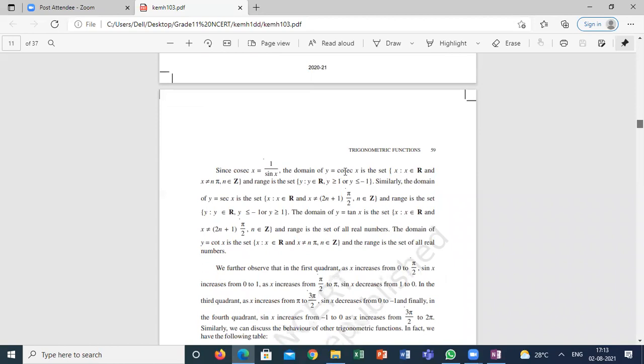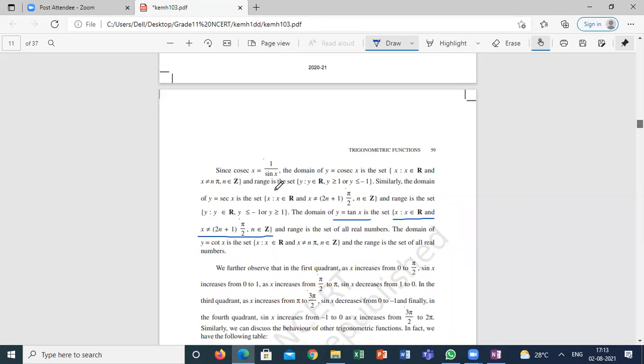Yes, see here. The domain of y is equal to cosecant x, the domain of tan x. I think this domain we already discussed. Y is equal to tan x, x belongs to R, such that x should not be equal to (2n plus 1) pi by 2.